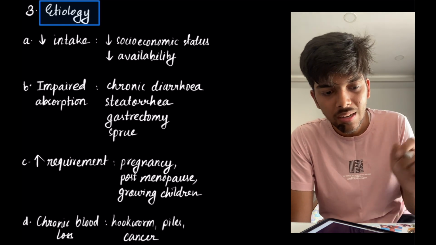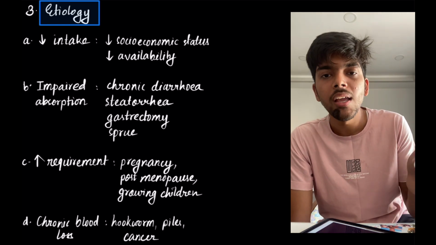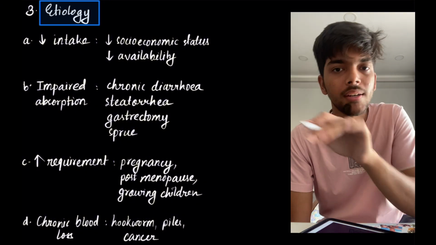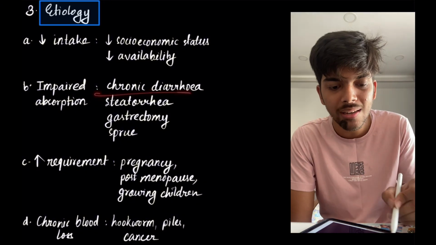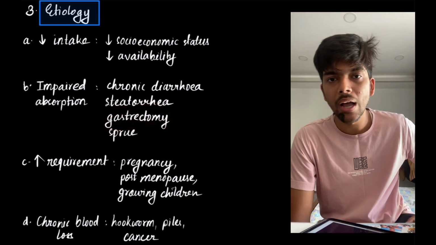These reasons lead to decreased absorption of iron. Along with that, if there is a problem in the gut itself, for example, chronic diarrhea or steatorrhea, or gastrectomy, how does gastrectomy lead to iron deficiency anemia?